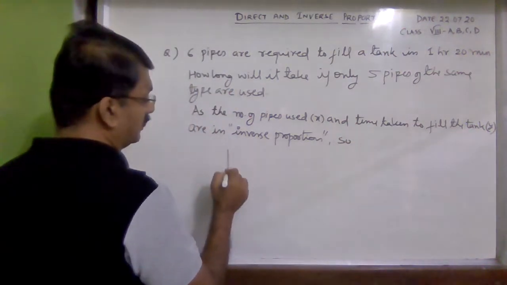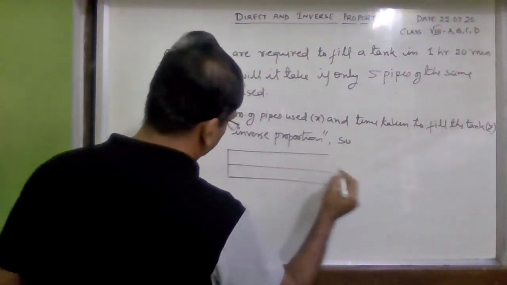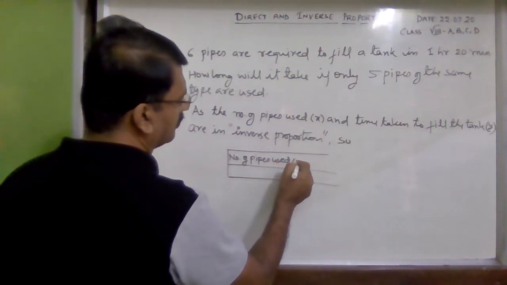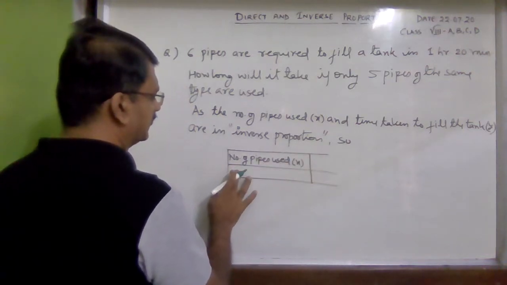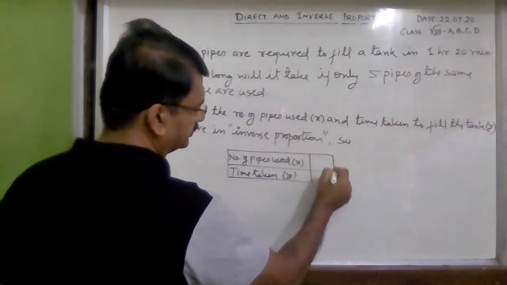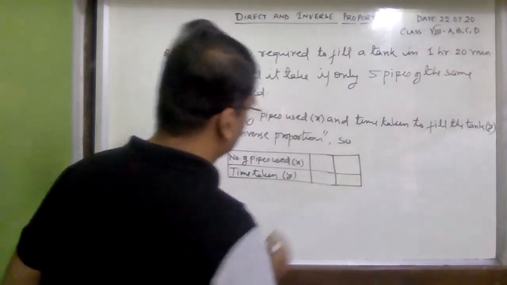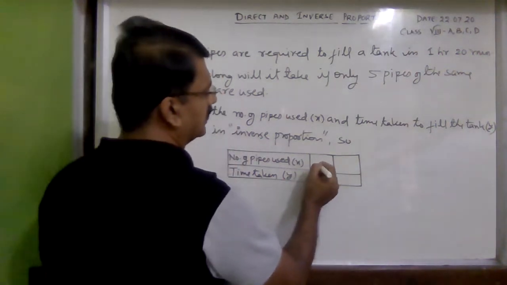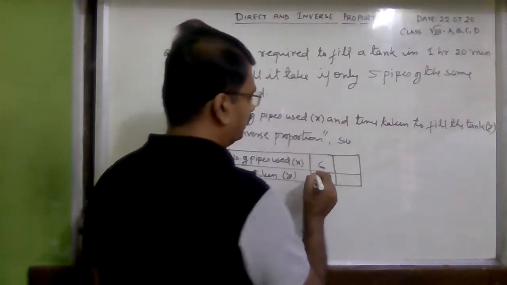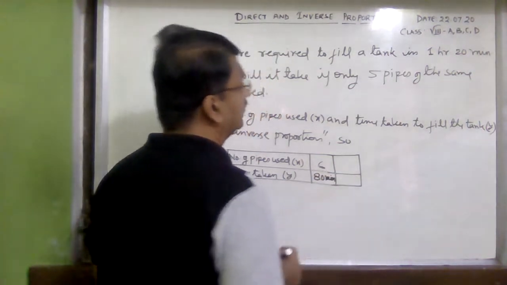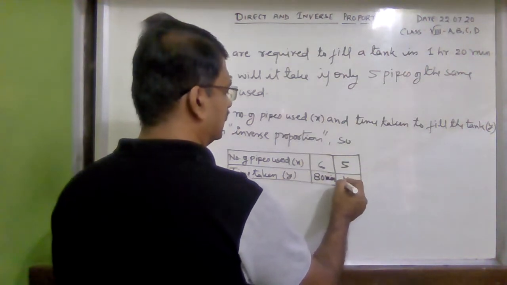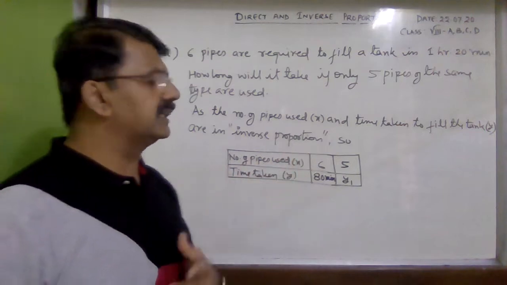So, first of all, you make a table. Number of pipes used, time taken. Now see, when 6 pipes are used, the time taken is 1 hour and 20 minutes. 1 hour means 60 minutes. So 60 plus 20 is 80 minutes. You write down 80 minutes here. And then when 5 pipes are used, time taken is y1, you can see. Clear?